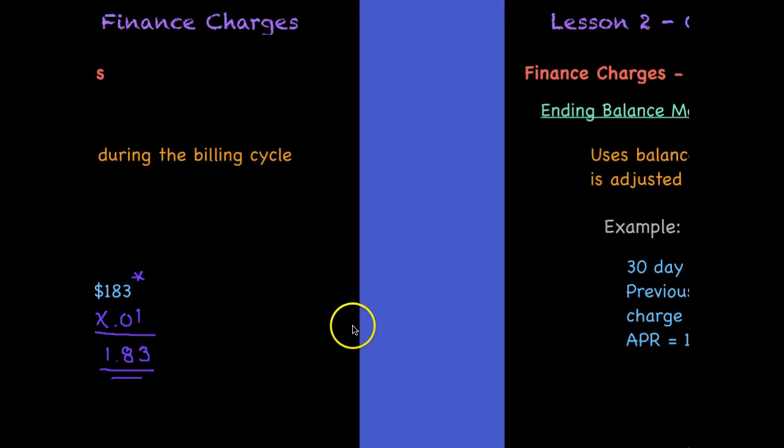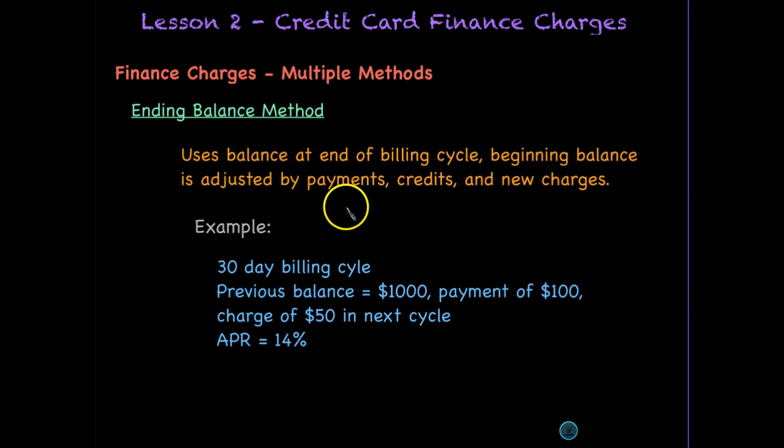Let's look at a final method here. Let's look at the ending balance method. In this method, we use the balance at the end of the billing cycle. So we take in the beginning balance, which is adjusted by payments, any credits, and any new charges to come up with an ending balance. So let's look at another example. In a 30-day billing cycle, our previous balance was $1,000. We had payments of $100, and then we had a charge of $50, all in the next cycle. Again, our APR is 14%, which we've already done the calculation for. We know that 0.14 divided by 12 is 0.012.